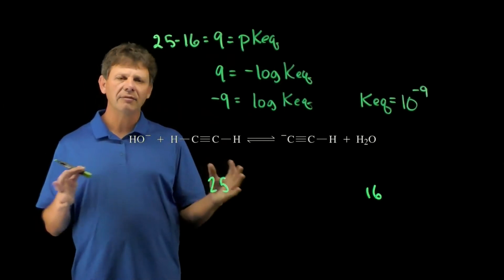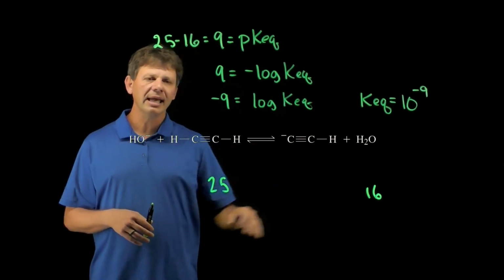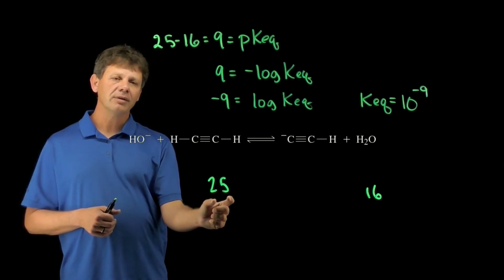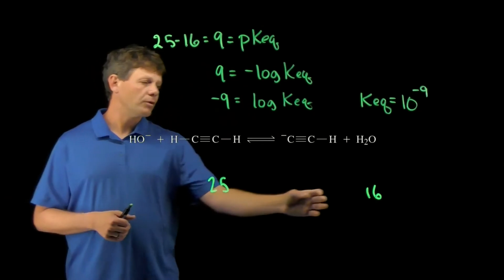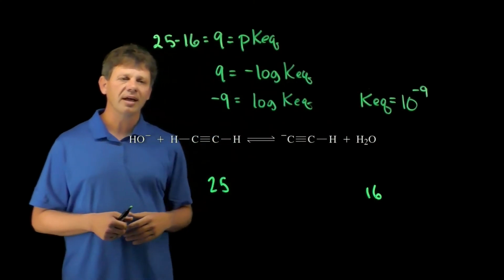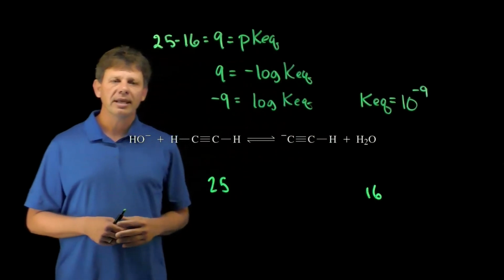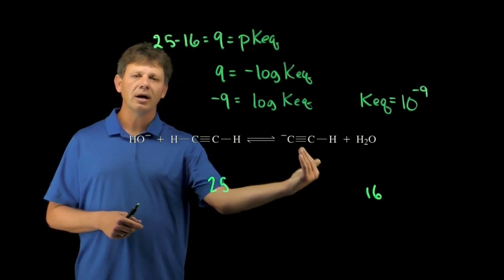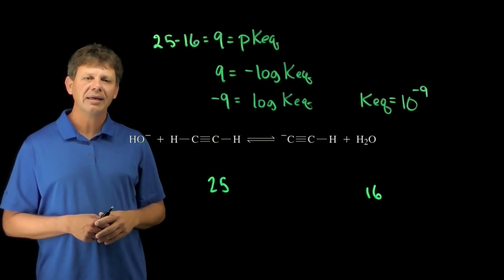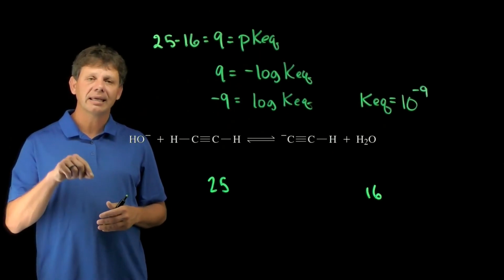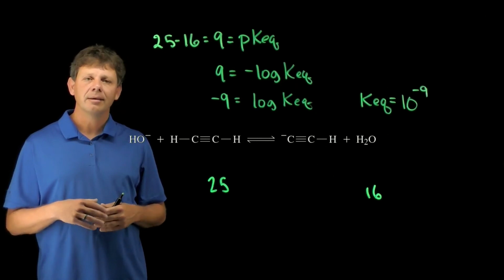In terms of our qualitative understanding of pKa's, let's see if it matches. Well, if we have a pKa of 25 on the left side versus a pKa of 16 on the right side, that suggests that water is the stronger acid. We know that acid-base reactions move away from the stronger acid, so we would expect the left side of this reaction to be favored. A KEQ of 10 to the -9th makes sense.